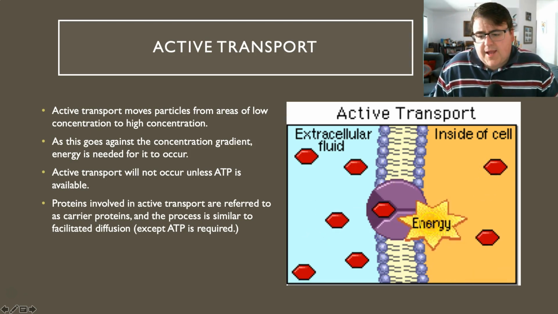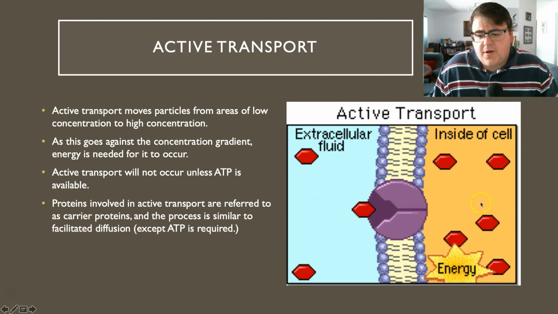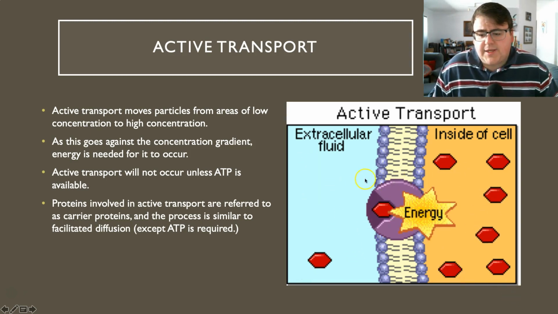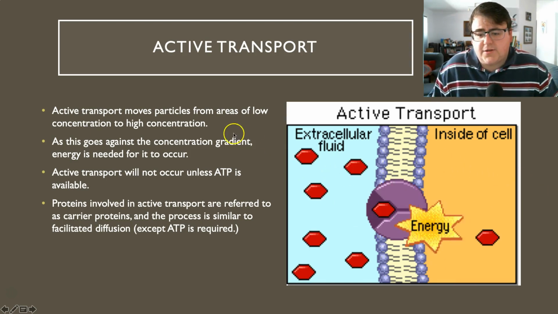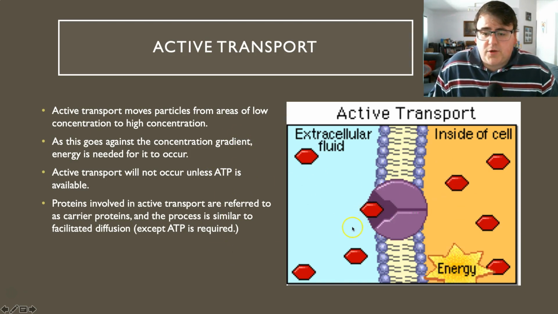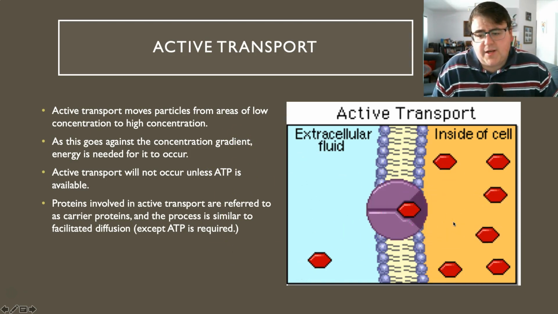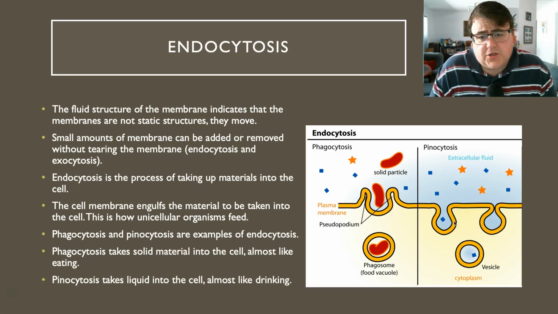As you'll see, to start with, energy is required. Energy keeps coming up to the carrier protein, which changes shape, forcing these molecules inside of the cell despite the concentration on either side. So we're making sure that we transport all of these molecules over regardless of the concentration gradient. Exocytosis and endocytosis are two types of active transport.